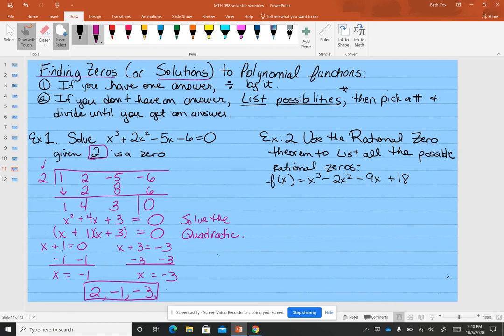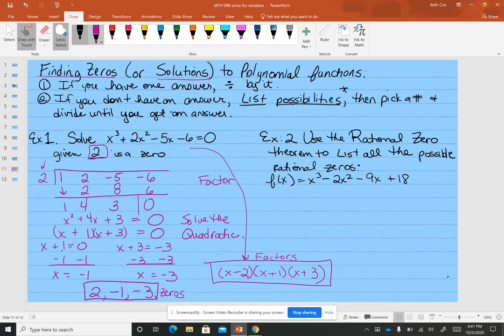Now the thing is, each one of these solutions represents a factor. This polynomial can be factored as x minus 2, x plus 1, x plus 3. This right here is going to give me that polynomial when I multiply it out. So this is the factored form, and each factor gives me an answer. Just like when we factored the quadratics, we got the answer. So these are the factors. These are the zeros. Okay?